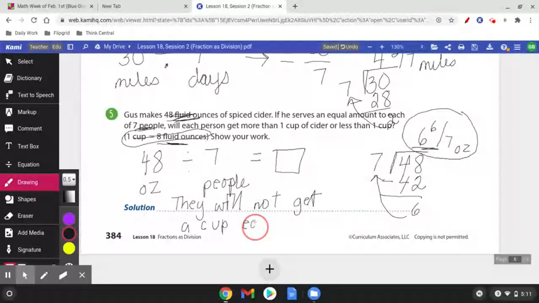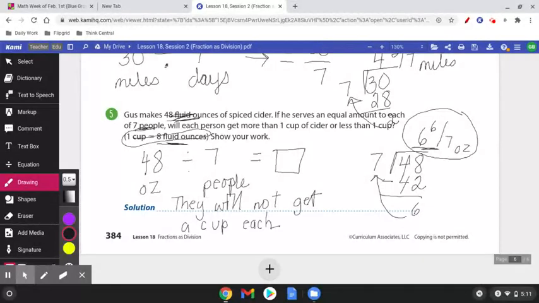And here is my work here. I did a division problem right here. I interpreted my remainder by making it a fraction, so I have a mixed number answer. So 6 6/7 ounces is what each person's going to get. So they will not get a cup each. I could draw a picture of this too. It didn't say I had to on this particular one, and I thought that I could divide that pretty easily through just a division problem.